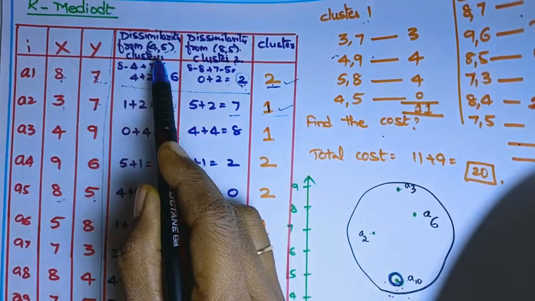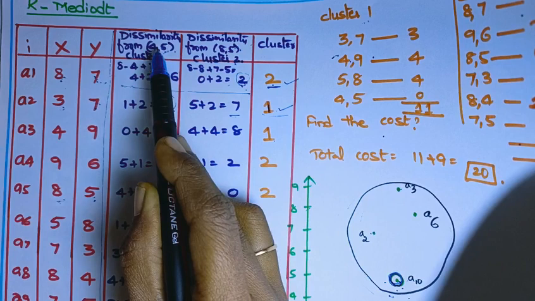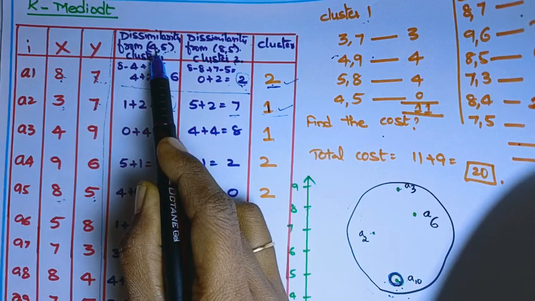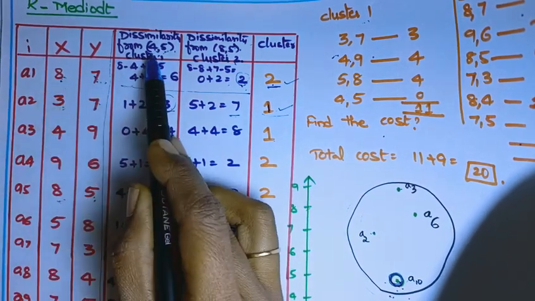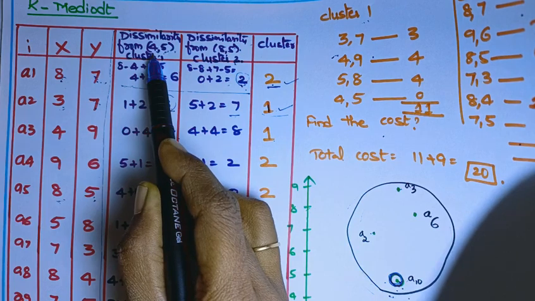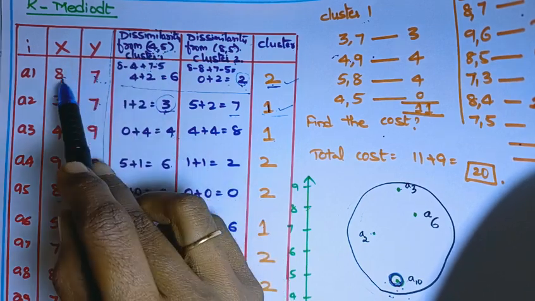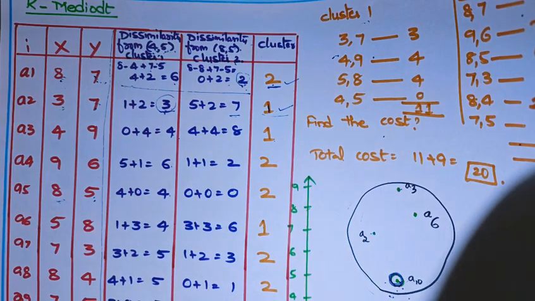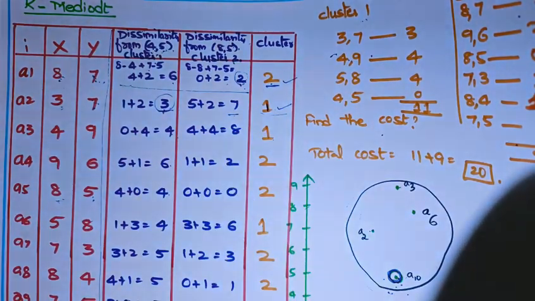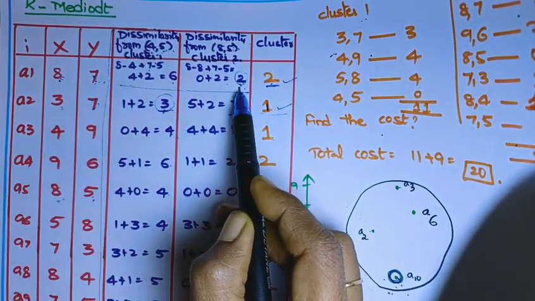Now you need to calculate the dissimilarities, or you can say the distance, from each data point to these centroids. How to calculate the distance? Mod x2 minus x1 plus mod y2 minus y1. So 8 minus 4 or 4 minus 8, anything you can consider, no problem. Anyway we don't consider any minus values here, mod is there. So 8 minus 4 plus 7 minus 5, 6 you will get, and so on. For cluster 1 you apply the formula, and for cluster 2 also you need to apply the same formula: 8 minus 8 plus 5 minus 7, which is nothing but 2, like that.